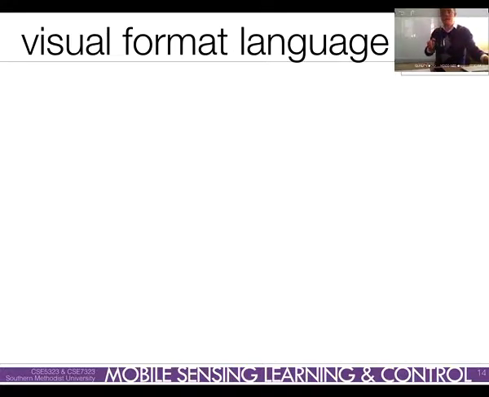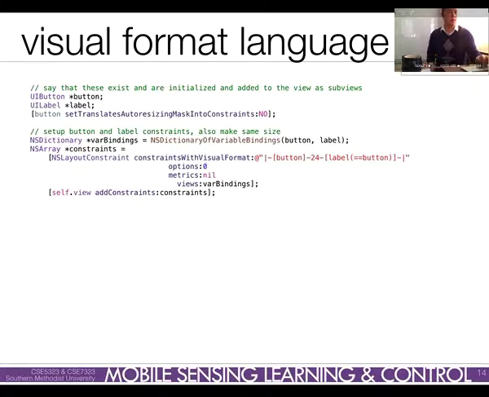No? So normally when you're doing this in the GUI, you control drag, and you kind of say, hey, set trailing space or set the leading space, top or bottom space, that kind of thing. The visual format language is just a way to set the constraints on programmatic views that we've created, like buttons, labels, and sliders. So here's the first thing that you do. Let's assume that we have this thing called a button and a UI label, that those are instantiated and set up and they're all good to go. The first thing that we're going to do is call this set translates auto resizing mask into constraints to no.